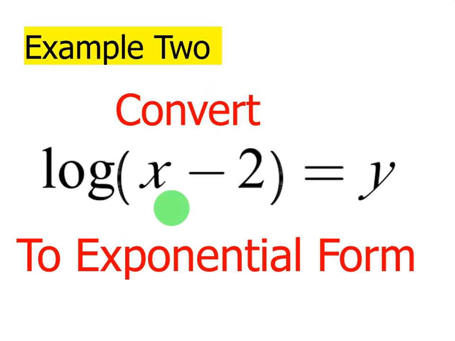Okay, next we have log of x minus 2 equals y. What's the base? 10. Very good. So right off the bat, if you don't see a base, you know it's going to be 10. Your exponent is going to be y, right? And your result is x minus 2. You put all that together, and you should be able to convert it to exponential form.